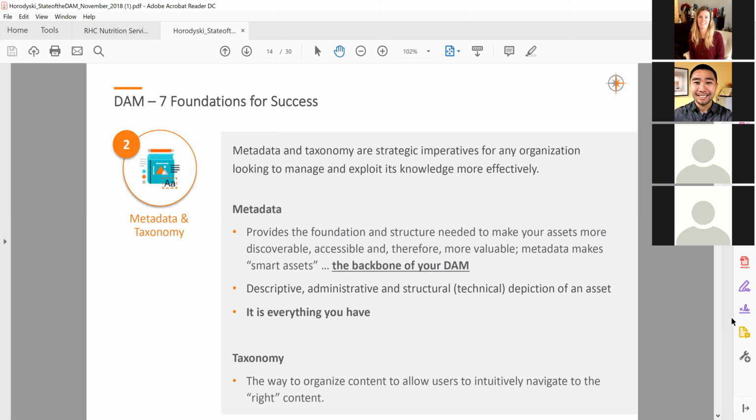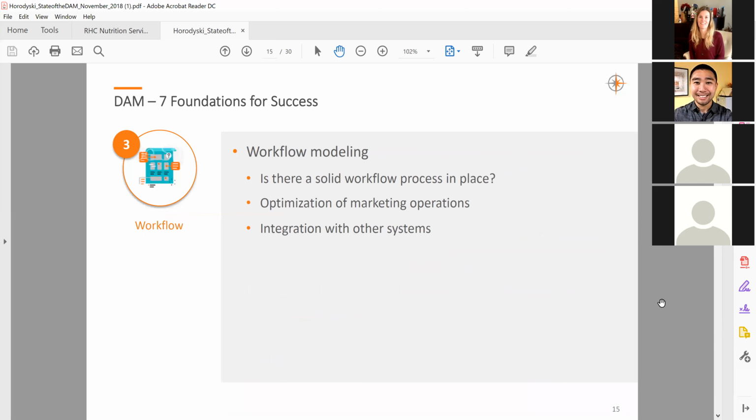It's one of the most important foundational steps to understand the metadata and taxonomy part. All right, let's go to the third one, which is another fun topic, potentially not as popular as metadata and taxonomy, but certainly something very valuable to understand, and that is workflow.